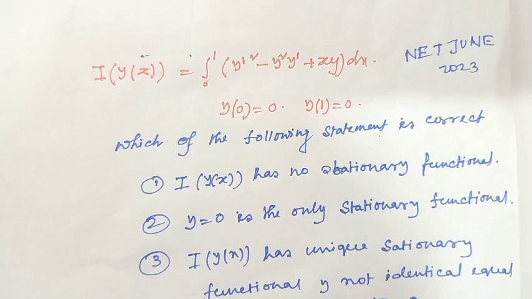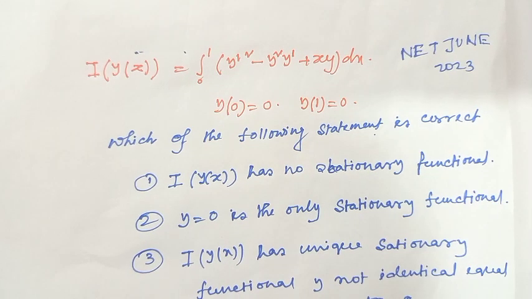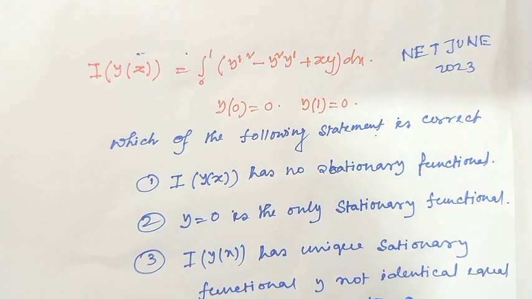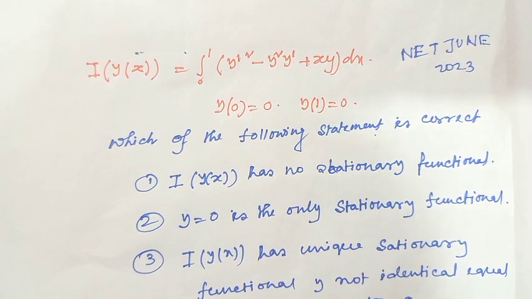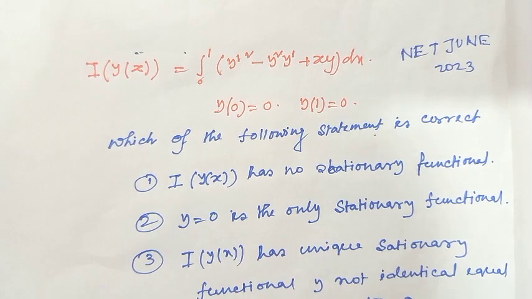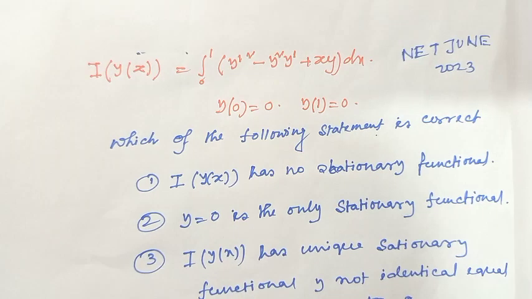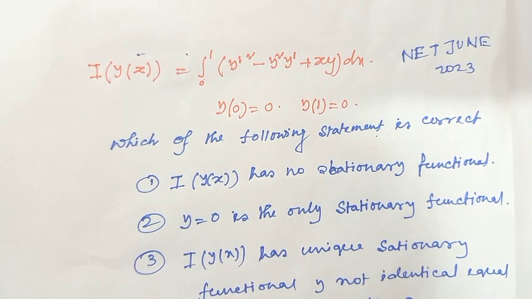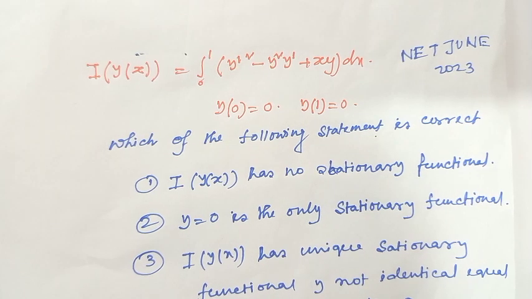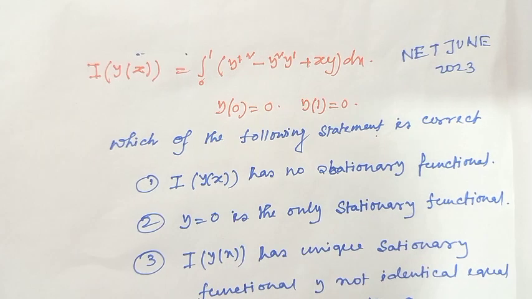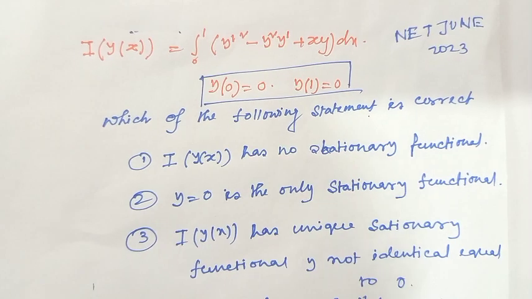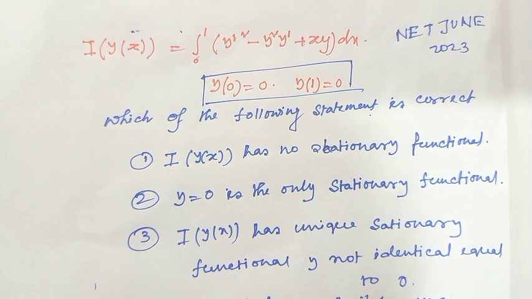Okay. Oh well. Now I will see one example which came in the CSIR NET June 2023 exam. If you know the previous problem, then you will solve this question easily. The question: the functional is integration 0 to 1 of (y'² − y'y² + xy) dx with the boundary conditions y(0) = 0 and y(1) = 0. Which of the following statements is correct?